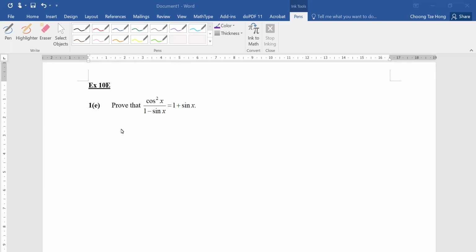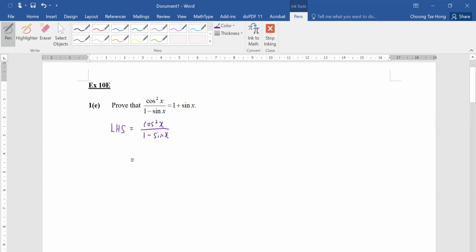For the proving of trigo identities, we try to start from the side that's more complicated, because it's always easier to simplify a complicated expression than to try to complicate a simple one. From this question, it's quite obvious that the left-hand side of the equation is more complicated, so this is the side that we should start from. So let's try. We'll start from the left-hand side, which is equal to cosine square x over 1 minus sine x.